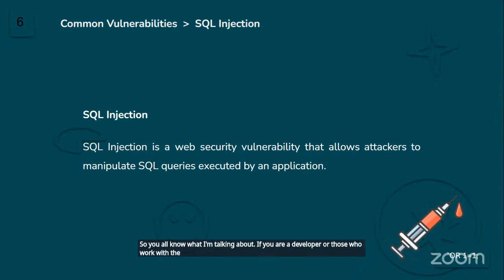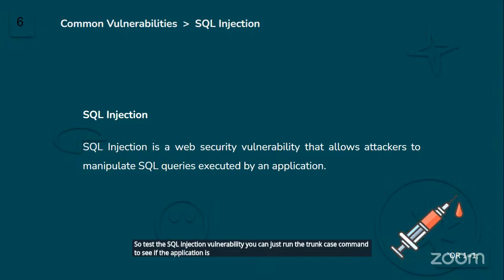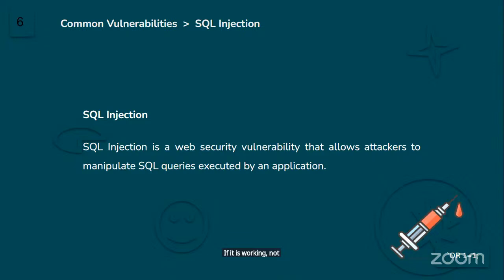If you just run that command to test the SQL injection vulnerability, you can run the truncate command to see if the application is well written or not. If it is well written, nothing will happen. But if it is poorly written, then the entire data in the database will be truncated. It will be deleted. Everything in there won't be anything again.